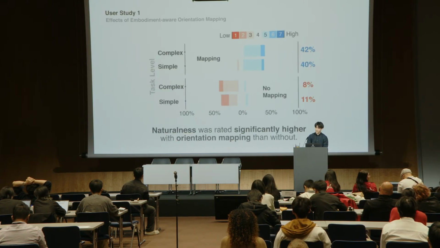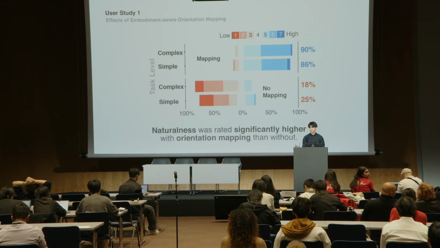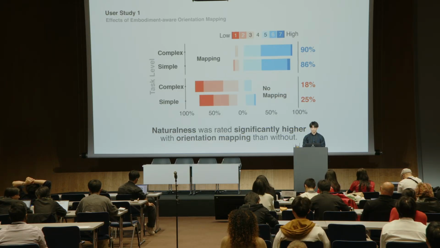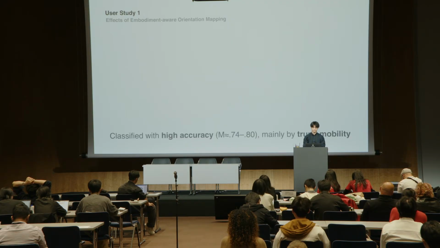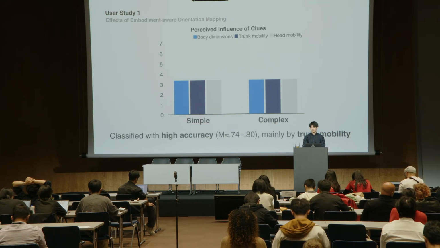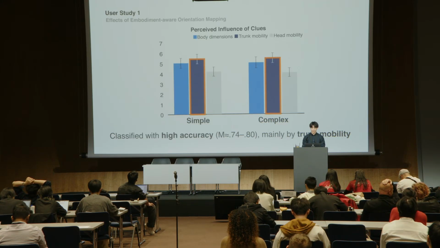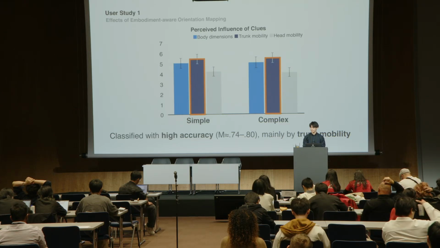As a result, the mapped condition was rated significantly higher in terms of perceived naturalness. And the participants described the non-mapped condition as robotic, whereas the mapped condition was perceived as much closer to real gameplay. Regarding the recognition of impairment levels, under the mapped condition, participants were able to classify functional levels with high accuracy. This result suggests the embodiment-aware mapping facilitates the perception of functional differences.